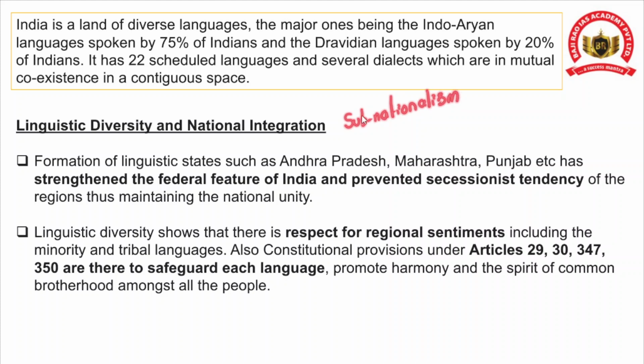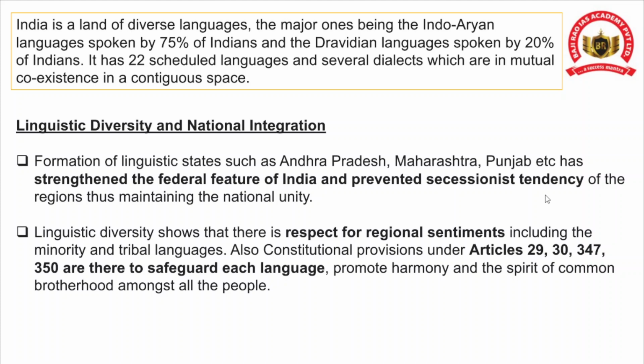So therefore, they were skeptical of the formation of states based on language. However, in the year 1956, Andhra Pradesh was formed as the first state on the linguistic basis. So the formation of linguistic states such as Andhra Pradesh, Maharashtra and Punjab, these states were formed on the linguistic basis. So this further strengthened India's federal feature, and it has also prevented the secessionist tendencies.